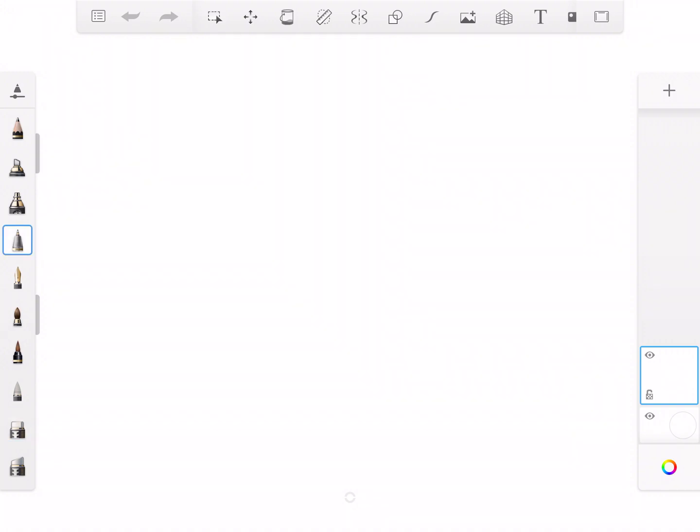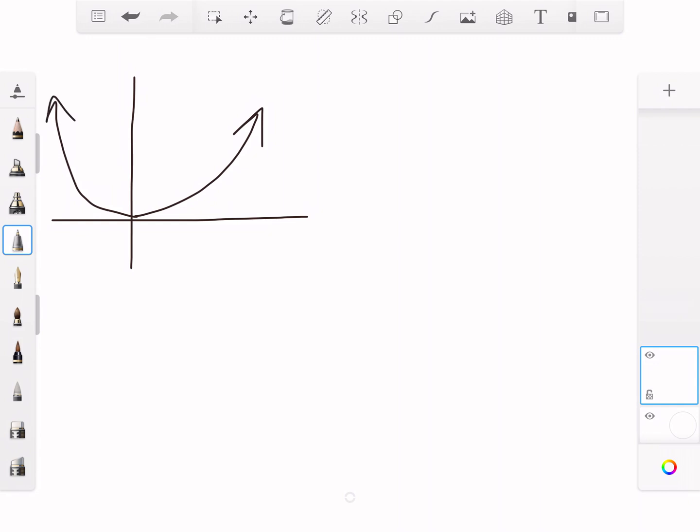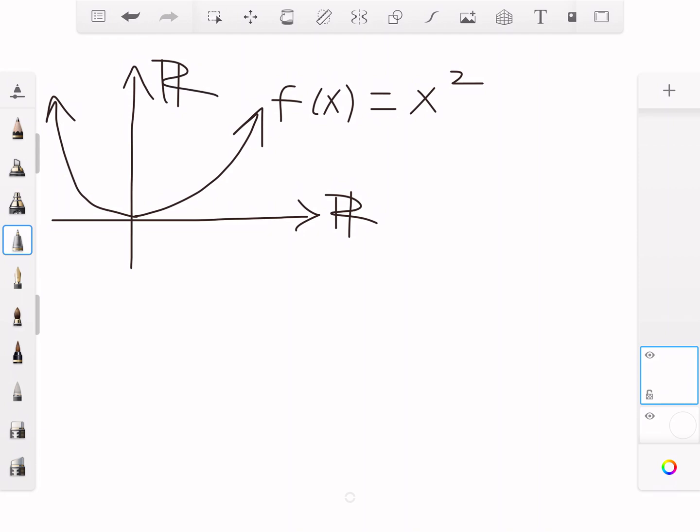All right, continuing where I left off in the last video, let's look again at f of x equals x squared going from R to R. So the x-axis is the real line, the y-axis is the real line.